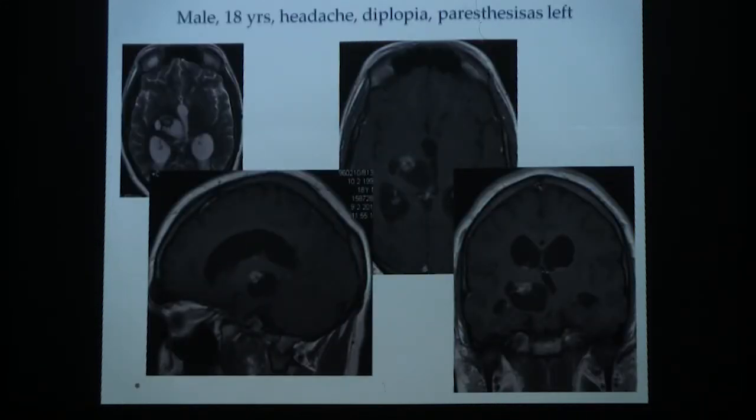What about this one? He's 18, headache, diplopia, and paresthesias on the left side. This is non-operated, right? It's different from the other. The other was operated essentially. He was only biopsied, the first one. This one not. This one came directly. So what do we deal with?